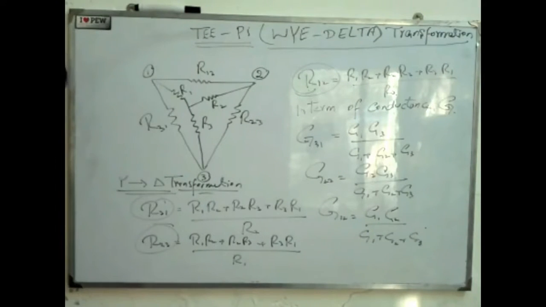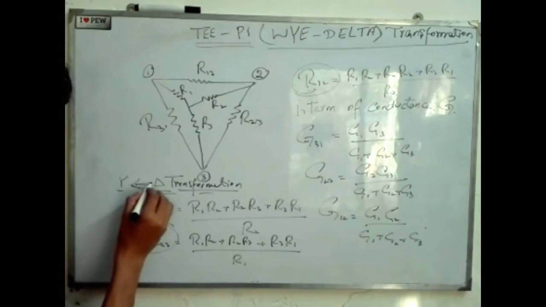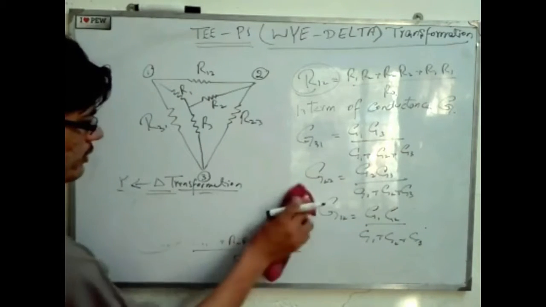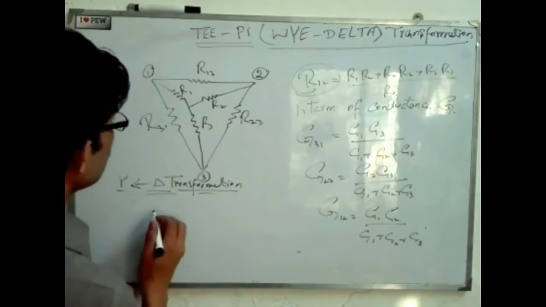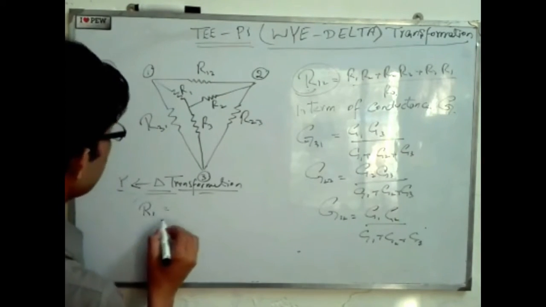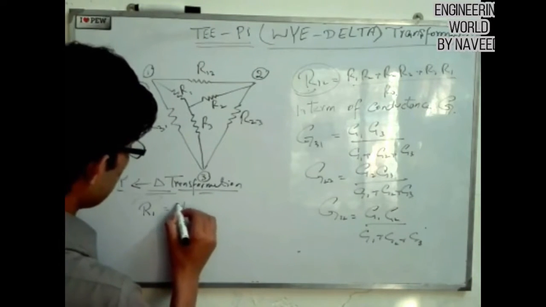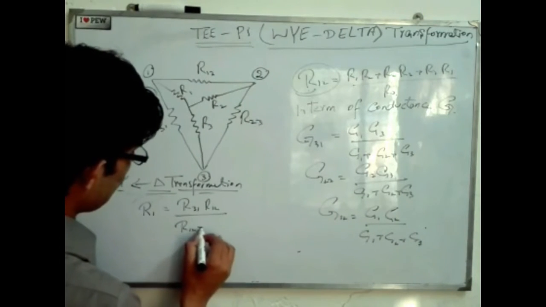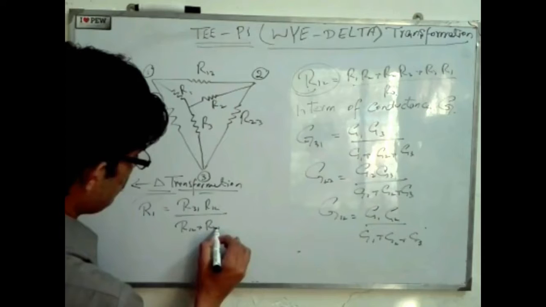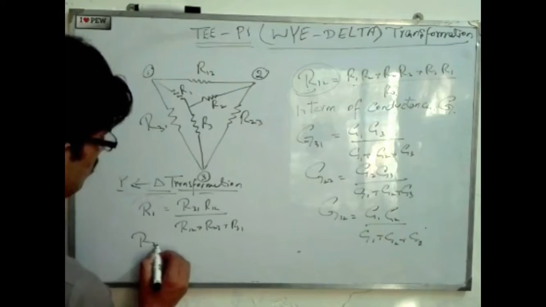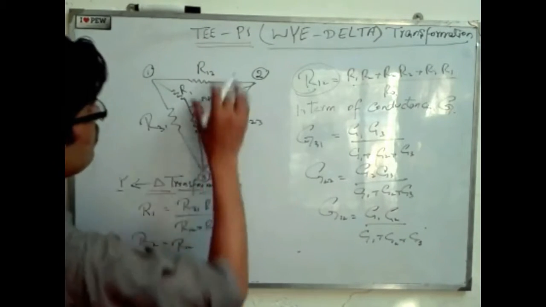So now let's do the delta Y transformation. We convert all the resistances from the delta into Y. So how do we do that? Let's do it. Your R1 will be equal to R31 R12 divided by R12 plus R23 plus R31. Similarly, R2 will be equal to R12.